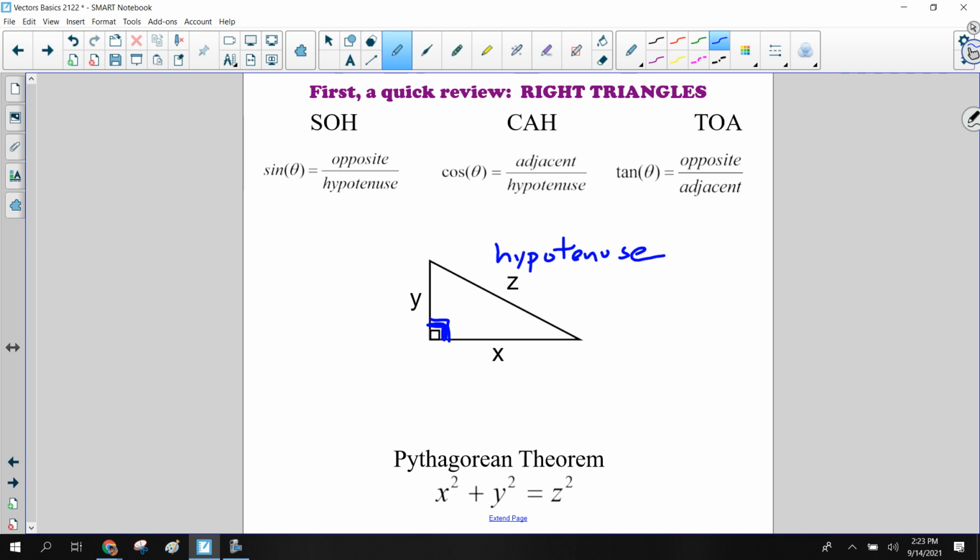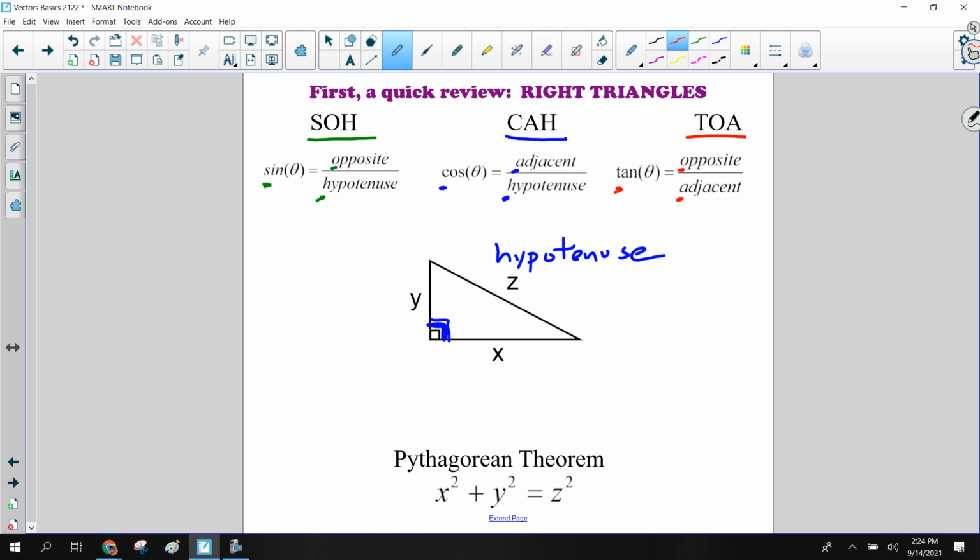So in order to remember your three equations, we use this mnemonic device, SOHCAHTOA. The SO part means that the sine of a given angle is equal to the length of the opposite side over the length of the hypotenuse. The CA part means that the cosine of the angle is equal to the length of the adjacent side divided by the length of the hypotenuse. And then the TOA part means that the tangent of the angle is equal to the length of the opposite side over the length of the adjacent side.